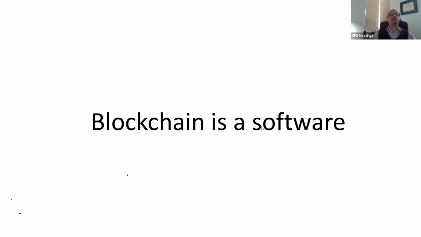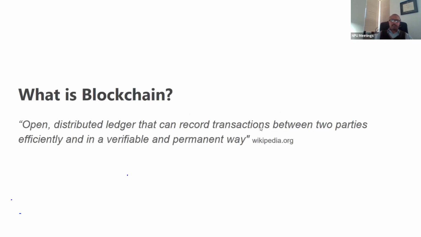It's going to impact so many of the people using it. In Wikipedia, the blockchain has a very specific definition about an open distributed ledger, and the rest of the definition: it records transactions between two parties efficiently, and you can verify that in a permanent way. So that is the common definition of blockchain.